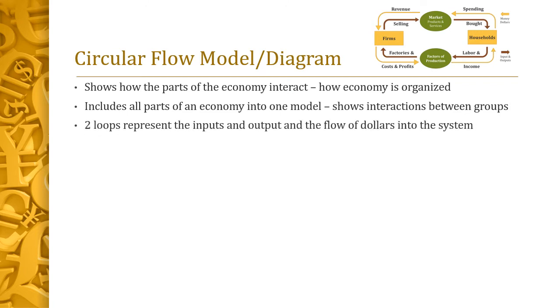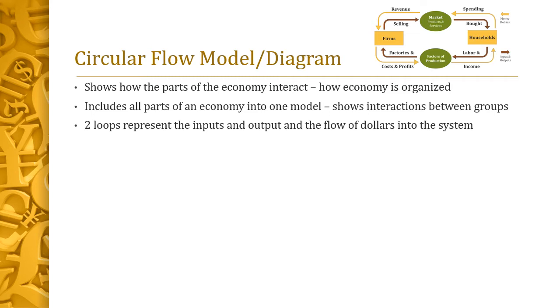Now, I would make sure that you remember it has two loops. The outer loop shows wages, incomes, rent, spending, revenue, things like that. And the inner loop is all about inputs and outputs into the system, such as land, where selling and buying occurs of the goods and services in the marketplace, and capital items.